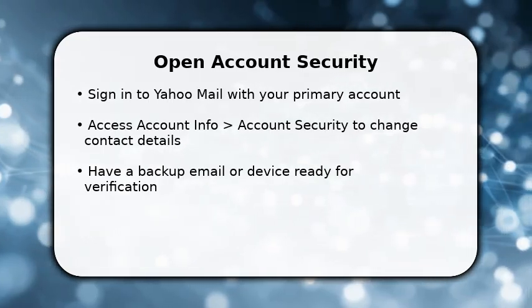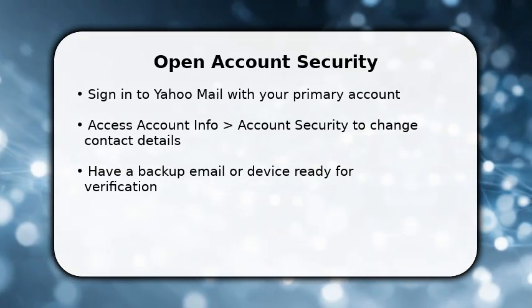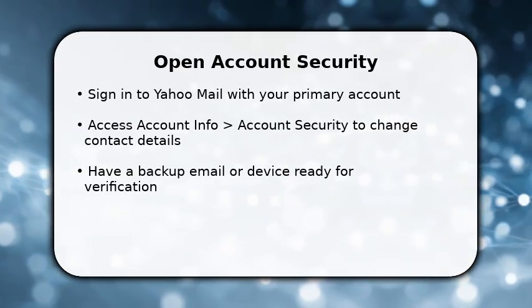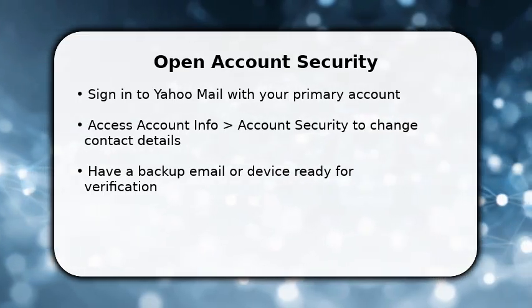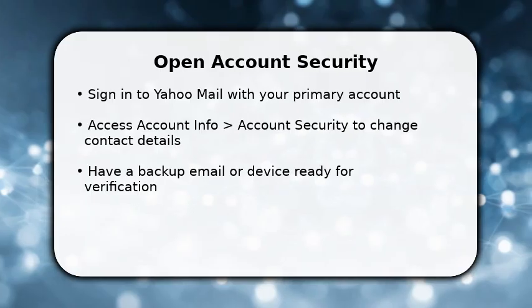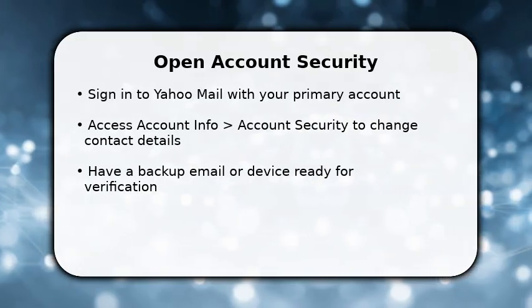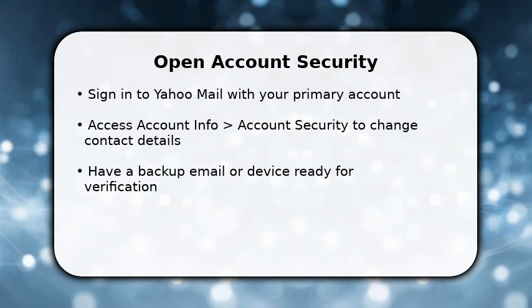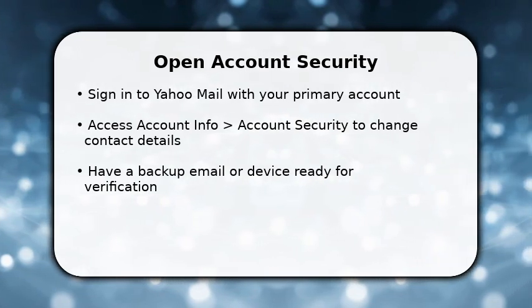You'll see linked phone numbers listed. Select the one you want to remove. Make sure to pause if you're prompted for two-step verification setup. Keep a backup contact ready. This first action reduces risk and gets you into the exact settings panel where removal happens.